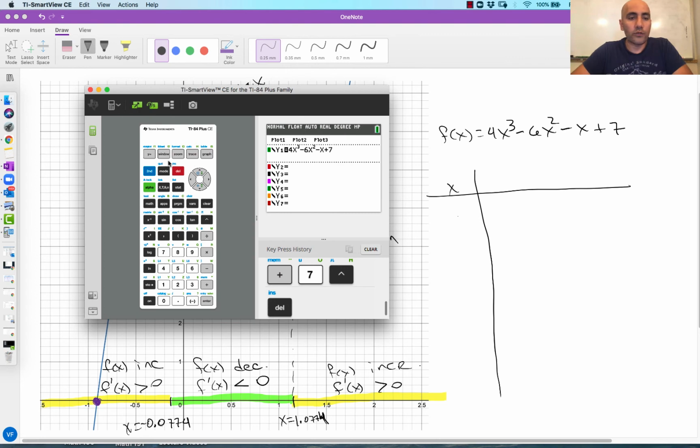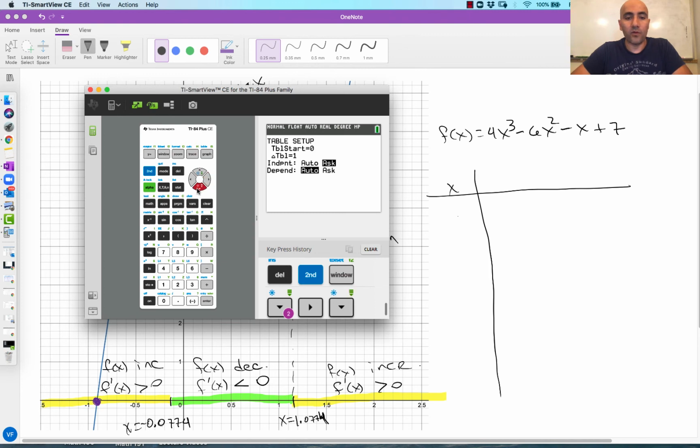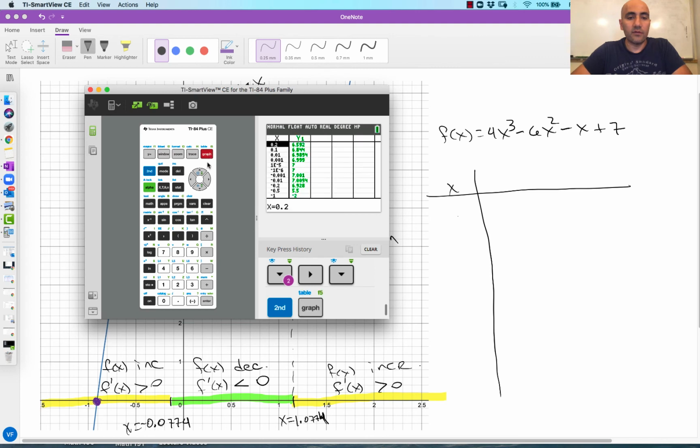Next, we're going to go over to where it says table set. So second table set. Make sure that independent is under ask, and dependent is under auto. If it's not like that, use your arrows to come down and select it to be like that. Okay. Next, you're going to hit table. So hit second table, and then whatever is already there, delete, delete, delete, delete.